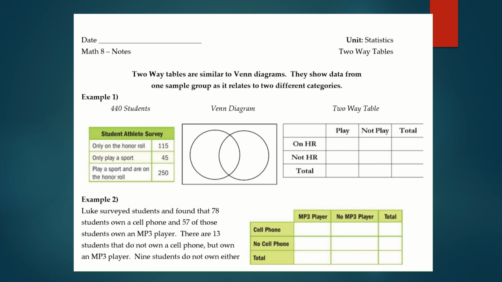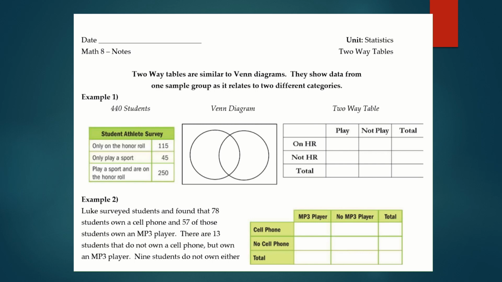sample group. So what I mean by that, and in a lot of these instances, is we're going to be taking a population and sampling that population and seeing what preferences this population has in terms of two different categories.